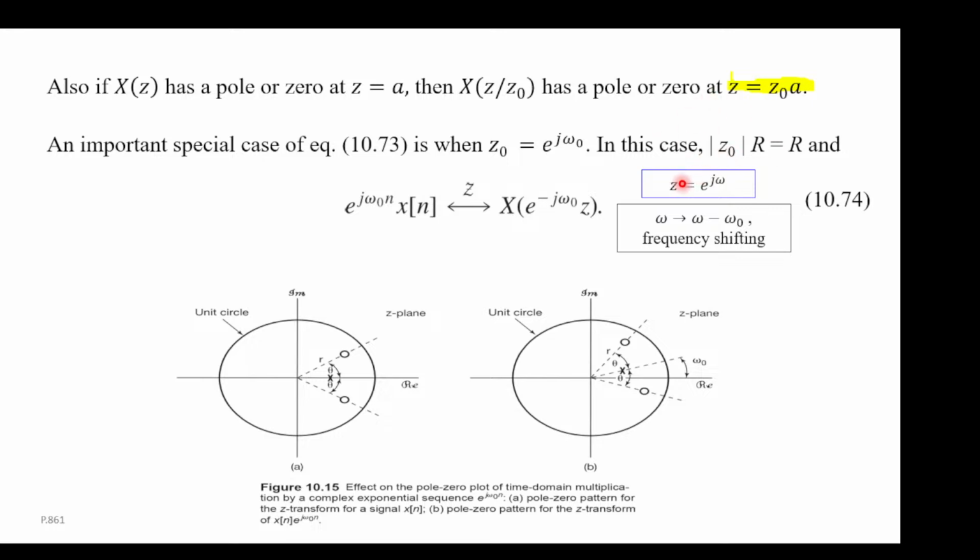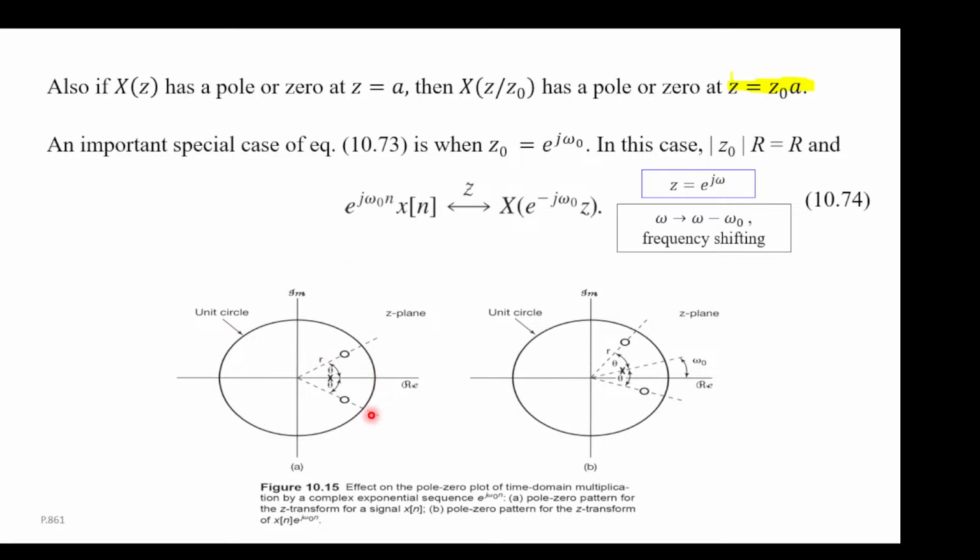And the ROC is still the same ROC, because you say the ROC is some circle or ring outside, and if you rotate the whole ring, the ROC doesn't change. So ROC is the same, but the location of everything got rotated by some omega 0, and that's equivalent to doing some frequency change. Okay. So for example, you think about the Fourier transform.